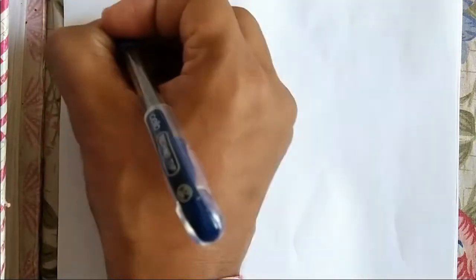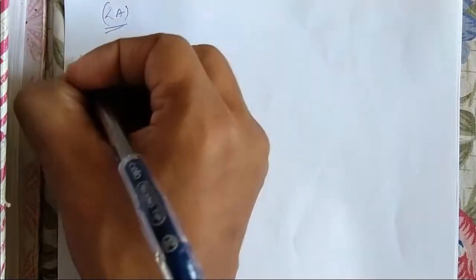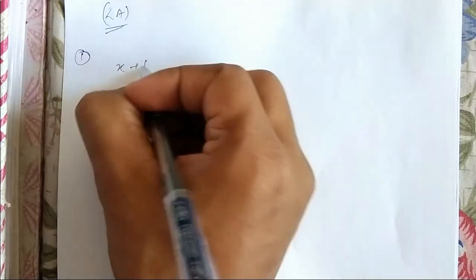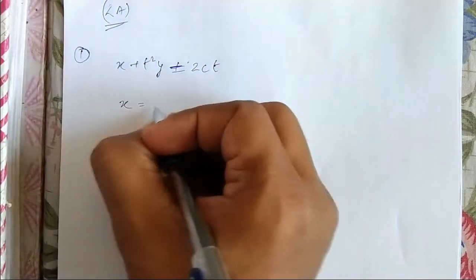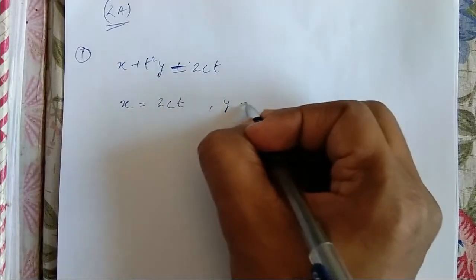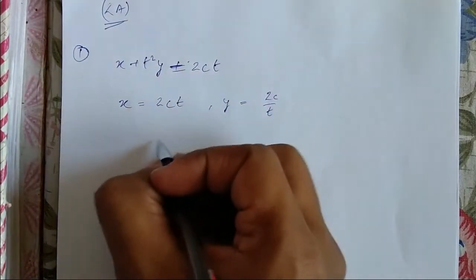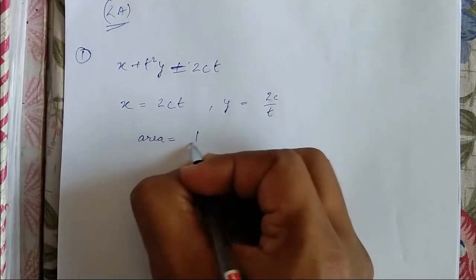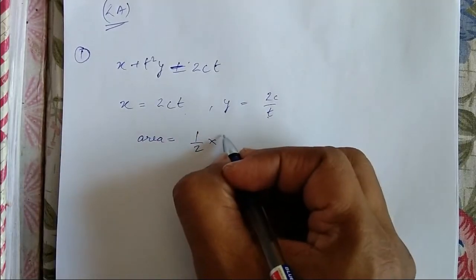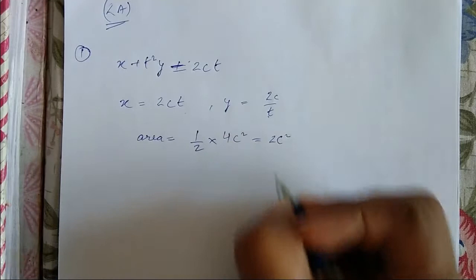This is a rectangular hyperbola, and the tangent to this rectangular hyperbola at ct comma c by t, which is its parametric coordinates, can be given by x plus t square y is equal to 2ct. So its x intercept would be 2ct and y intercept would be 2c by t. We can calculate the area now. So area would be half into this, which would be 2c square.